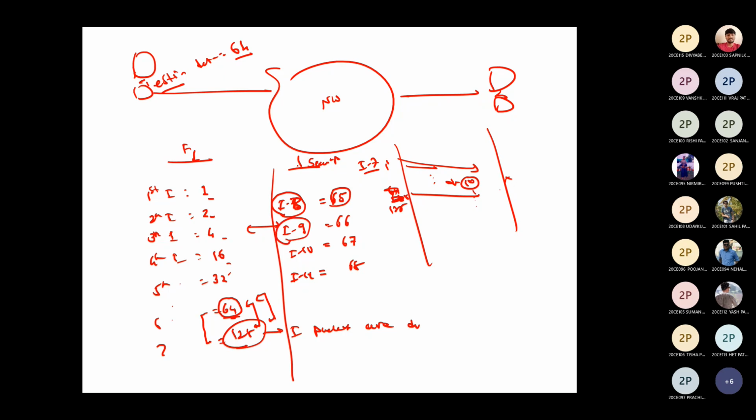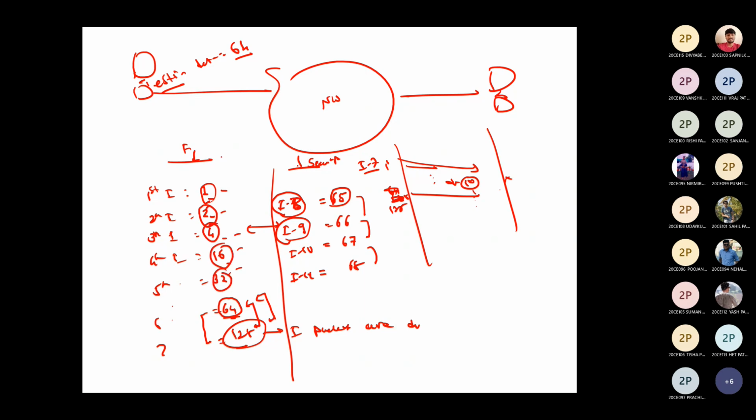In iteration number 9, the next 66 packets will be sent. Iteration number 10, the next 67 are sent. So it increases by one packet here, and what does it do there? It doubles. So can we say it's an exponential increase?